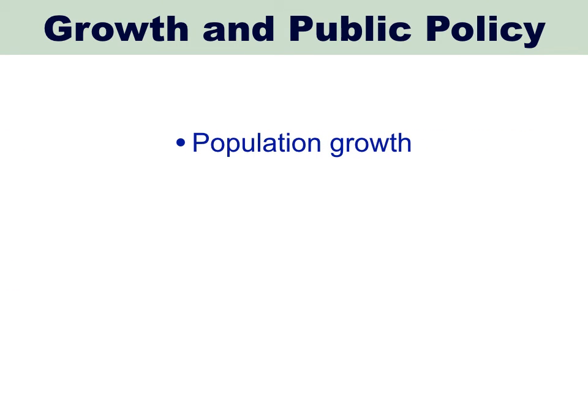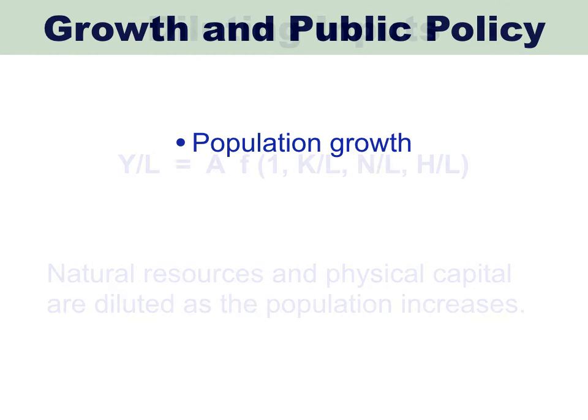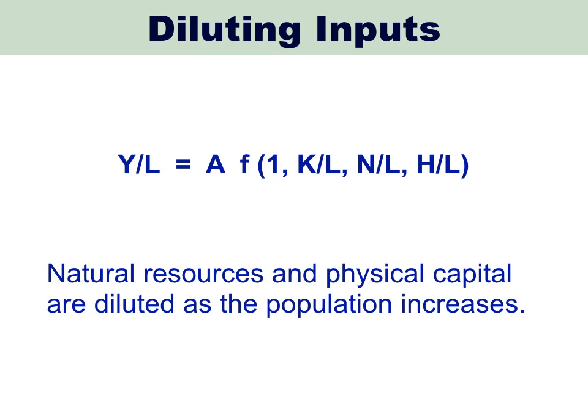And we can also talk about population growth. So what's going on with population growth? Does it help us or does it not help us? Well, there are two things that we can think about. One of them is the idea of diluting inputs. Diluting inputs means that we are keeping most of our resources constant.